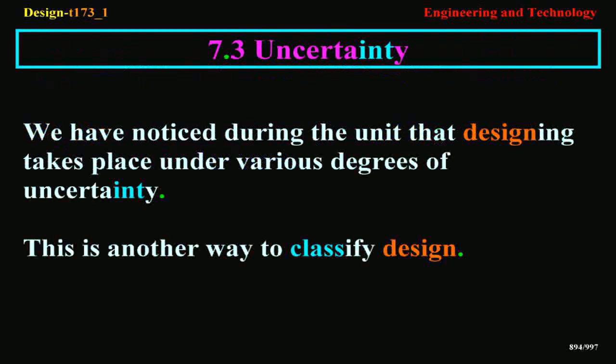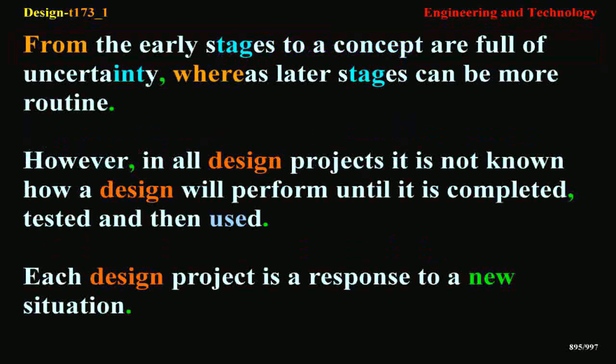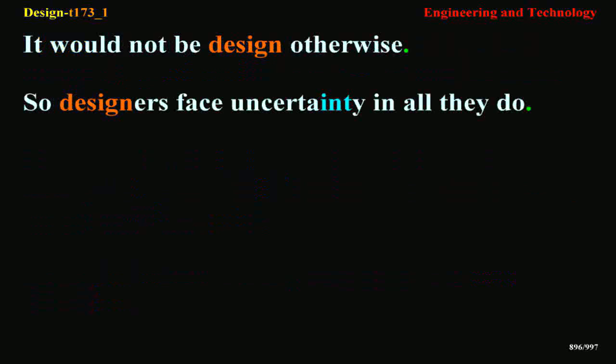7.3. Uncertainty. We have noticed during the unit that designing takes place under various degrees of uncertainty. This is another way to classify design. The early stages to a concept are full of uncertainty, whereas later stages can be more routine. However, in all design projects it is not known how a design will perform until it is completed, tested and then used. Each design project is a response to a new situation. It would not be design otherwise.